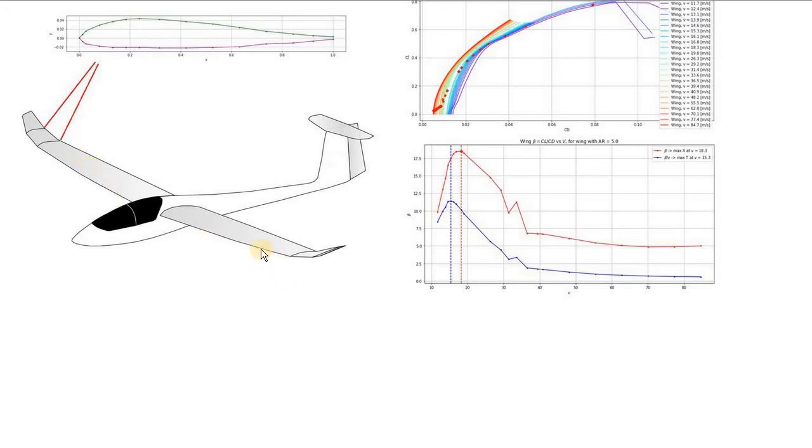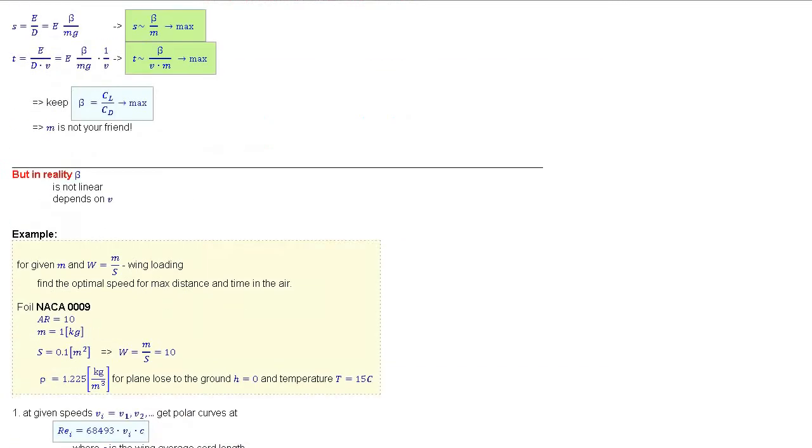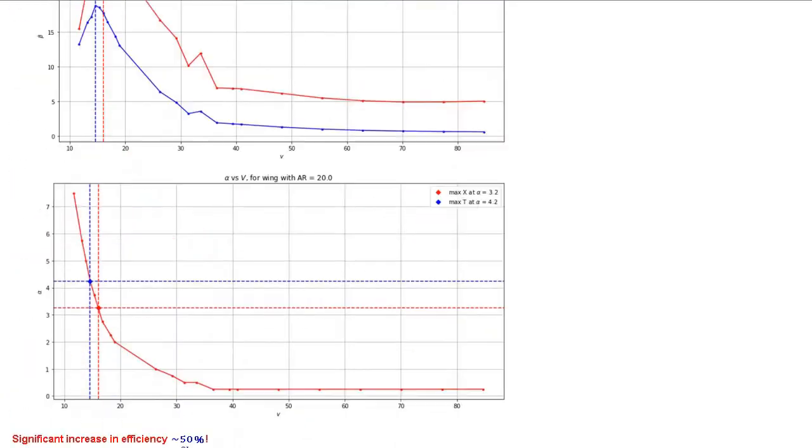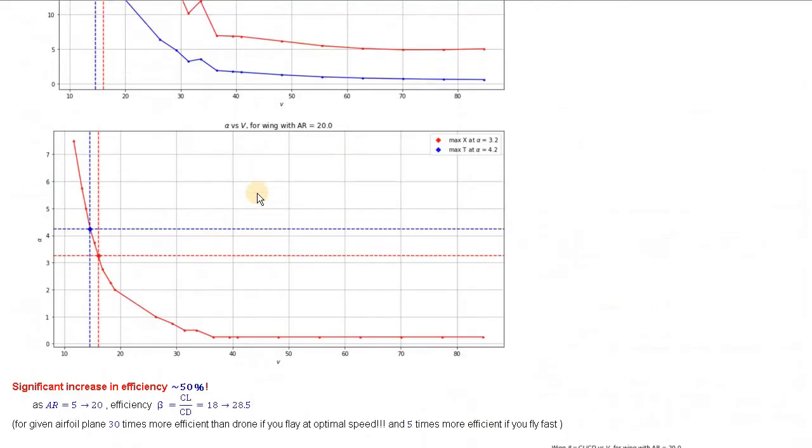So long wings mean that you have to fly slower. It does not mean that you cannot fly it fast, but to be in the optimum position, you would like to fly it a bit slower than the plane with the shorter wings. And this totally makes sense, and the conclusion that we have obtained is definitely the same as we can see in reality. Okay, so this is the aspect ratio.